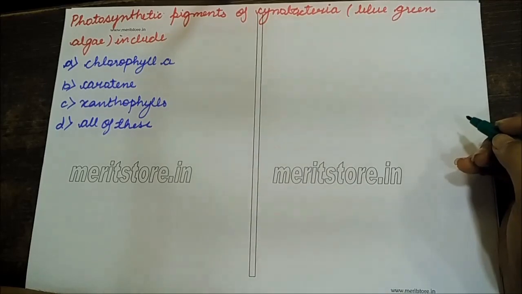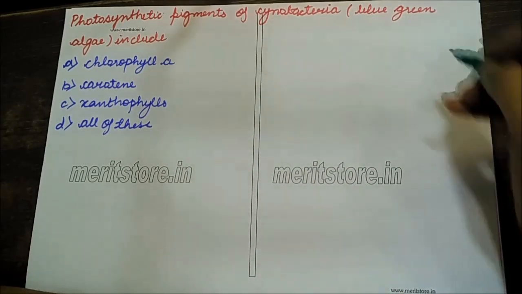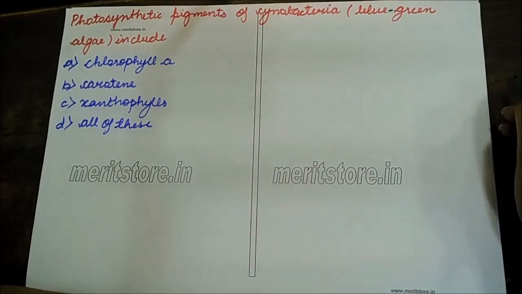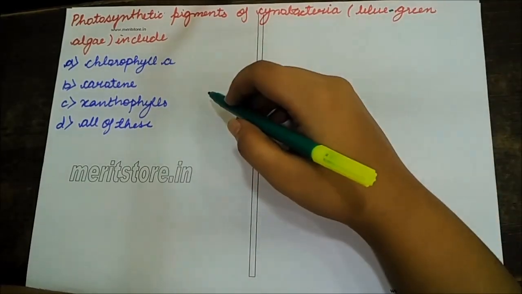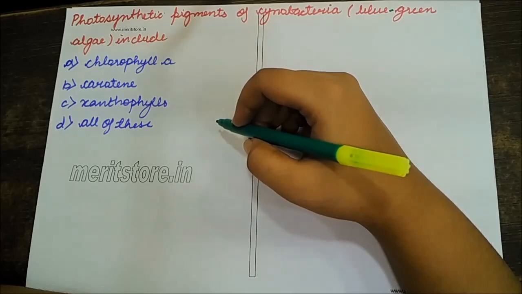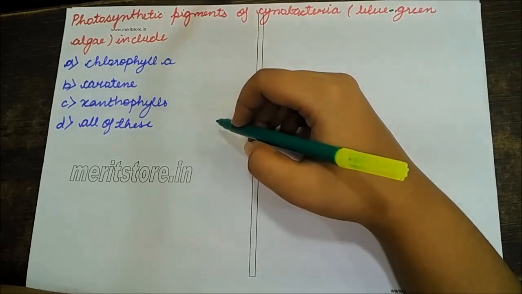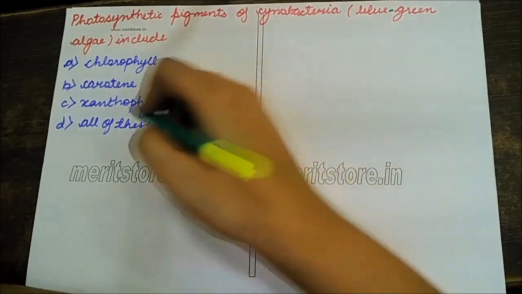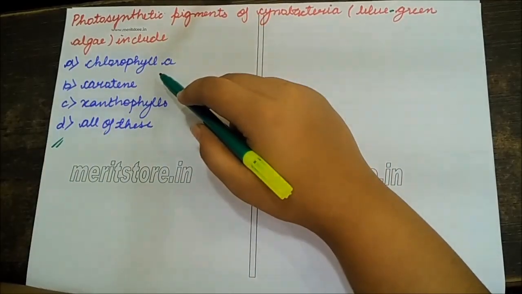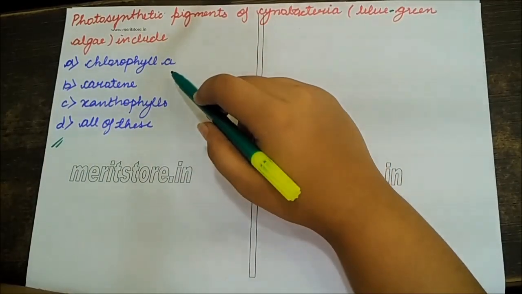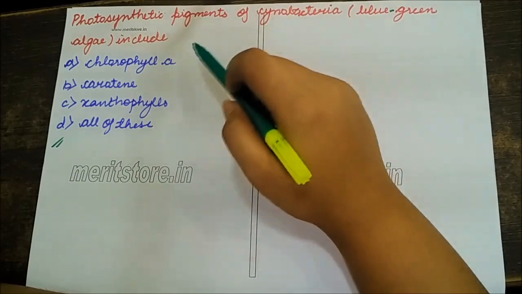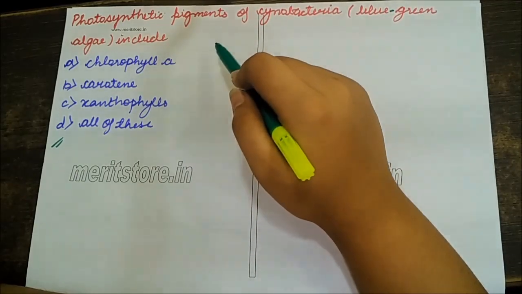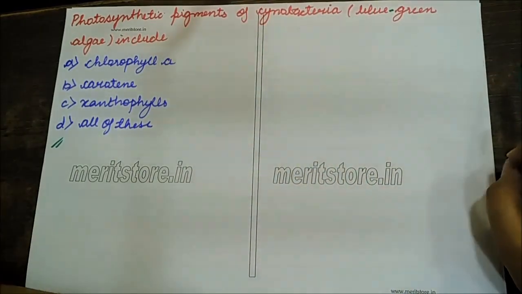And the next question is: photosynthetic pigments of cyanobacteria, which is also called blue-green algae, include chlorophyll A, carotene, xanthophylls, or all of these. And the answer for this is all of these. We had seen in the last question chlorophyll A, carotenoids, and xanthophylls.